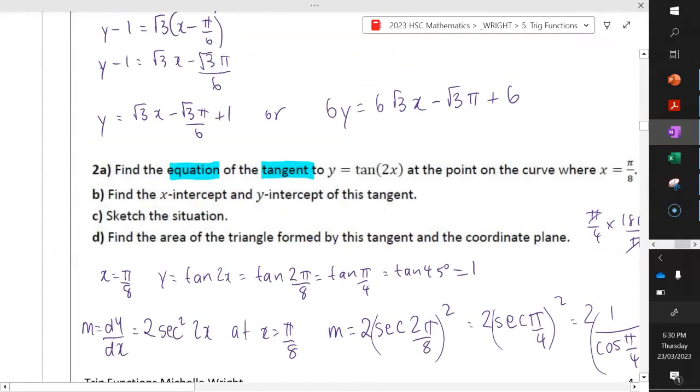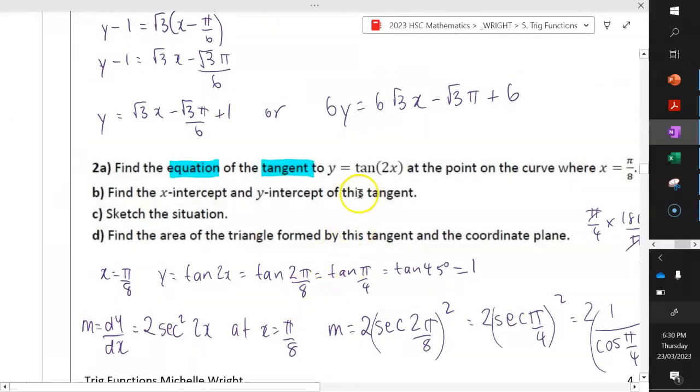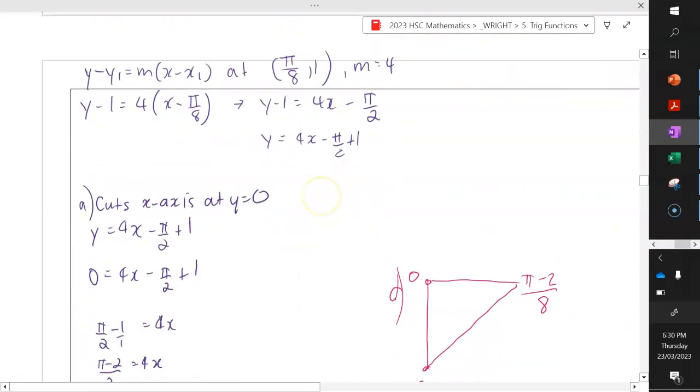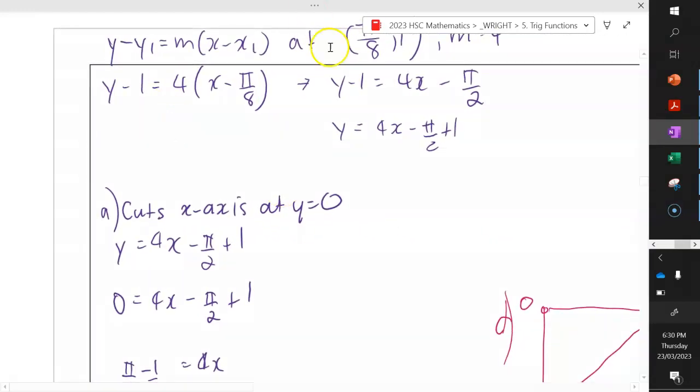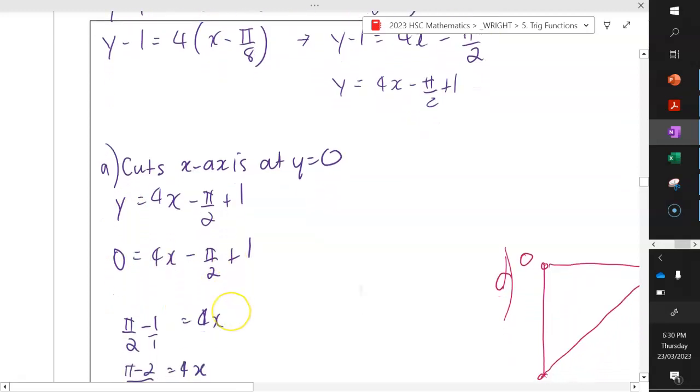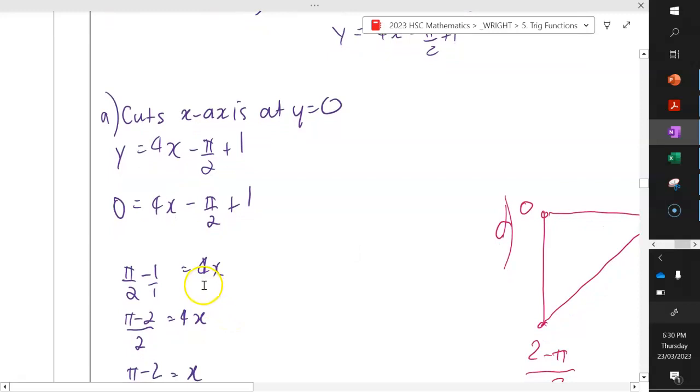The second thing we needed to find was the x and y intercepts of this tangent. That's fairly straightforward. We're looking at where it cuts the x-axis. This is the equation of the tangent, and where it cuts the x-axis is where y is equal to 0. So pop 0 in where y is, and I get 0 is equal to 4x minus pi over 2 plus 1. I need to solve for x, so I've moved my pi over 2 to the other side and my 1 to the other side.